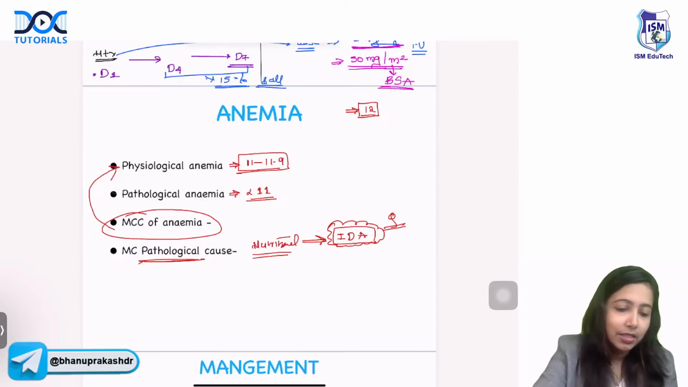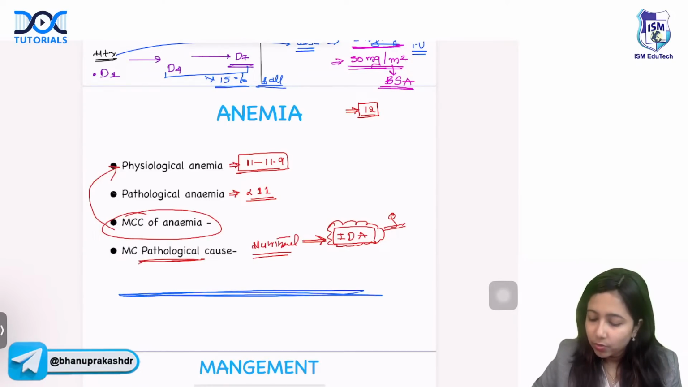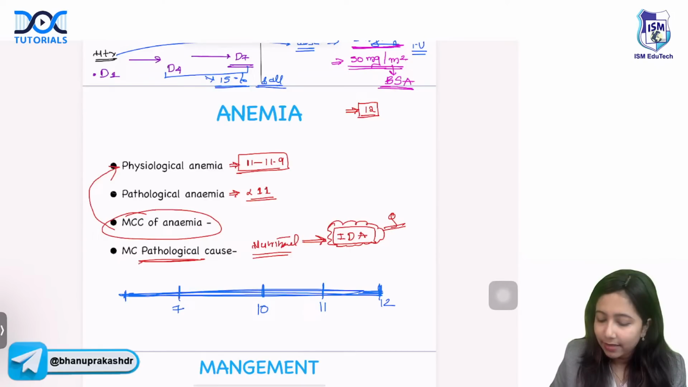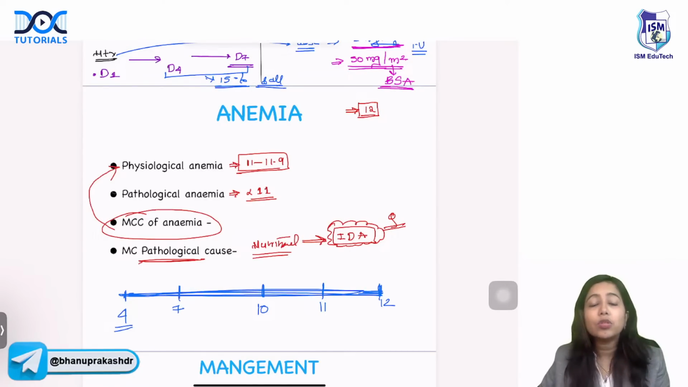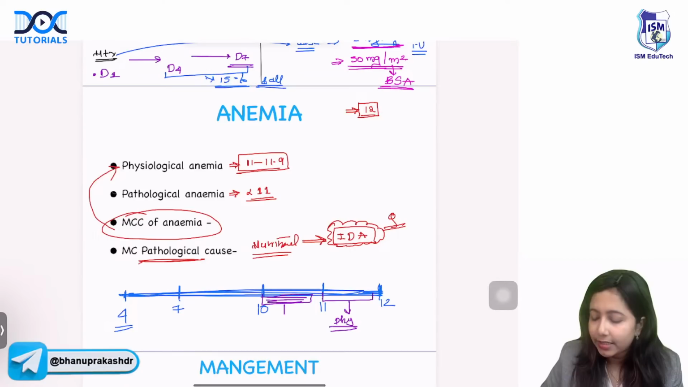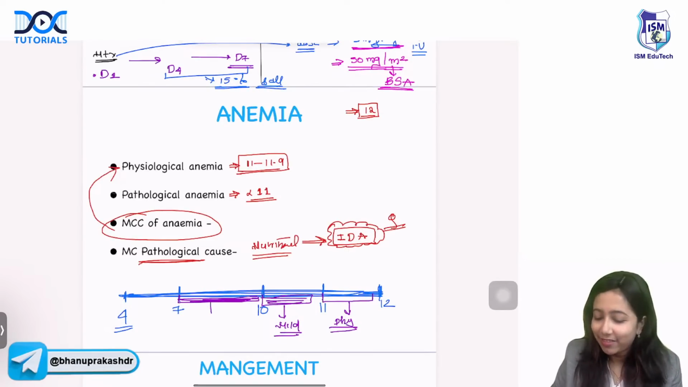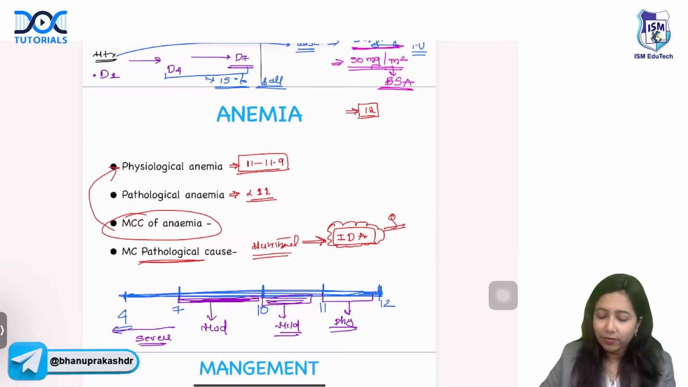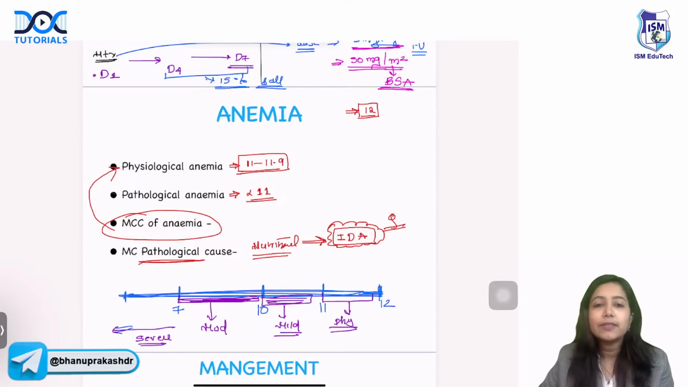So coming back, if I just draw a timeline for your easy remembering, I told you you have 12, you have 11, then you can again divide it as 10, 7, and 4. This is how you divide anemia. 11 to 11.9 is known as physiological anemia. 10 to 10.9 is mild anemia. 7 to 9.9, that is just short of 10, is moderate anemia, and less than 7 is severe anemia. Some even classify less than 4 as very severe, but it's enough if you remember till here. So less than 7 is severe anemia.